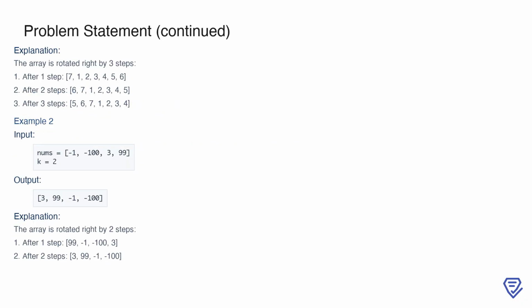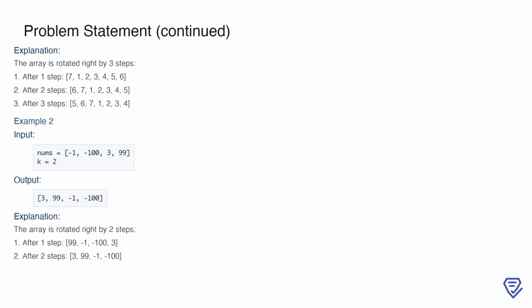Here's the step-by-step explanation for the first example. Starting with the array 1, 2, 3, 4, 5, 6, 7, we rotated 1 step to the right. After this first step, the array becomes 7, 1, 2, 3, 4, 5, 6. Then, we rotated a second step, which gives us 6, 7, 1, 2, 3, 4, 5. Finally, after the third and last step, the array becomes 5, 6, 7, 1, 2, 3, 4. This is the desired output.